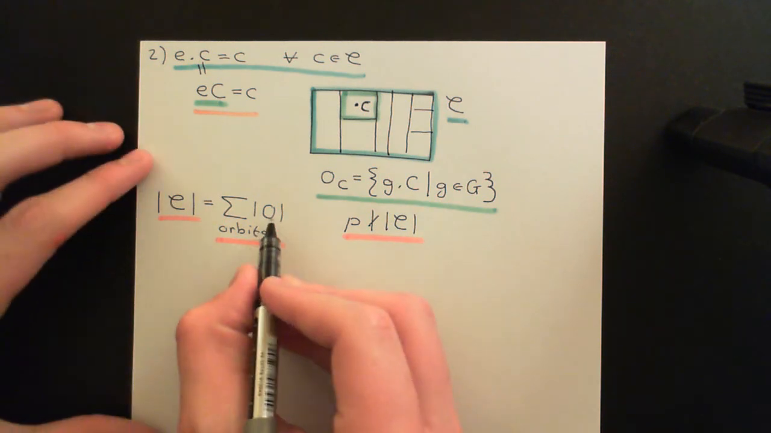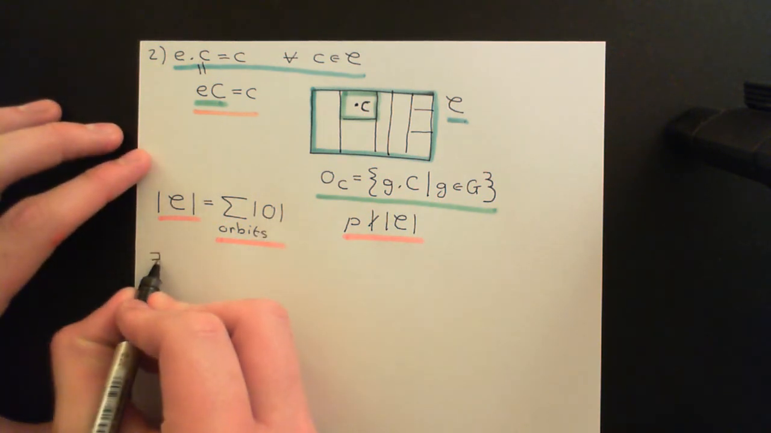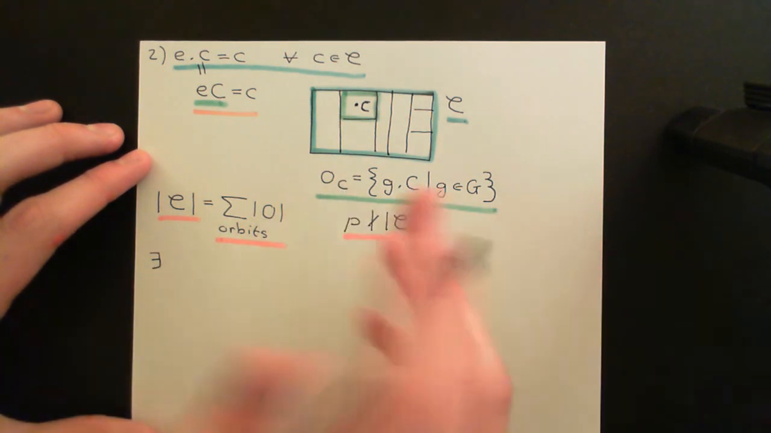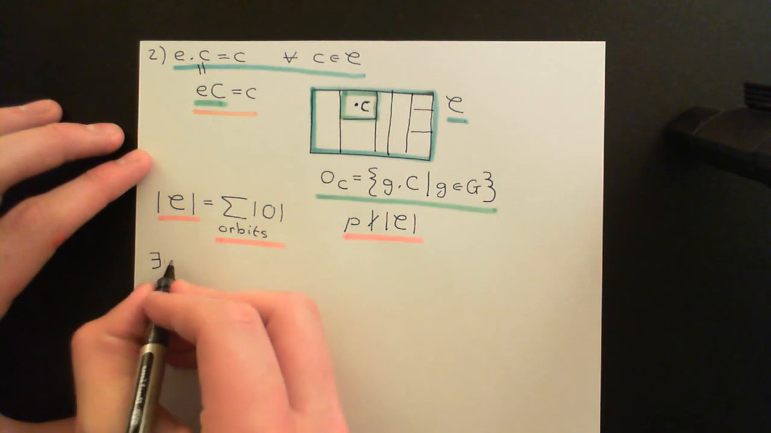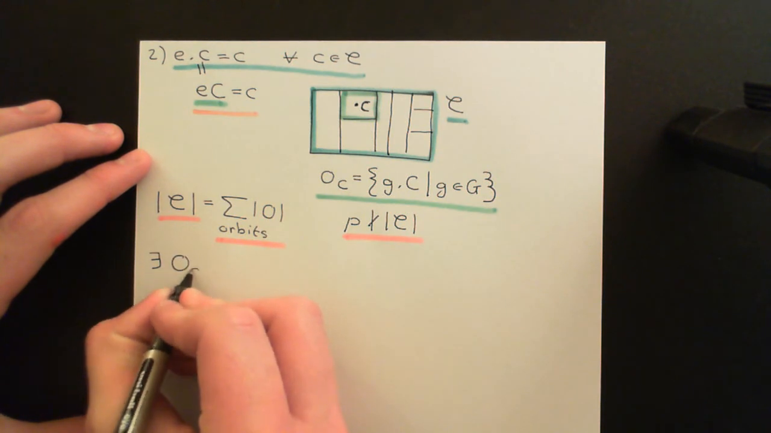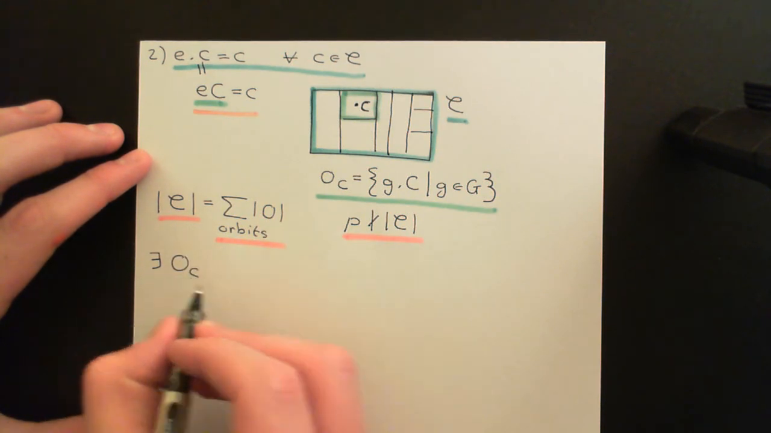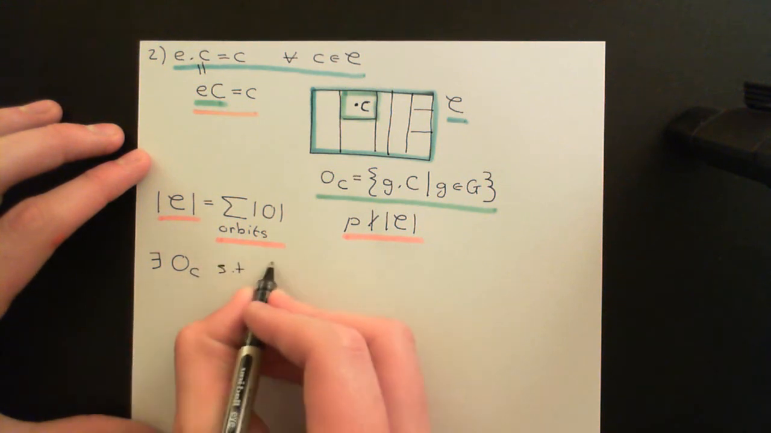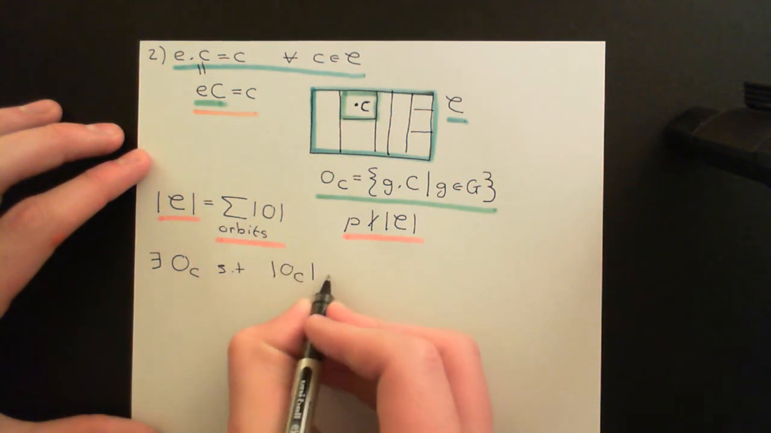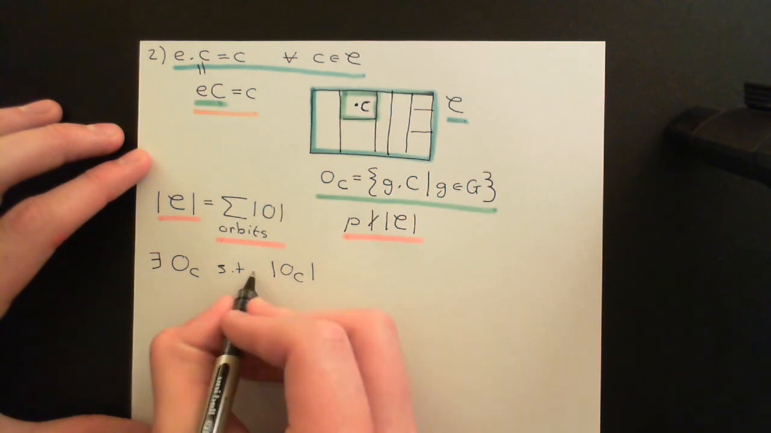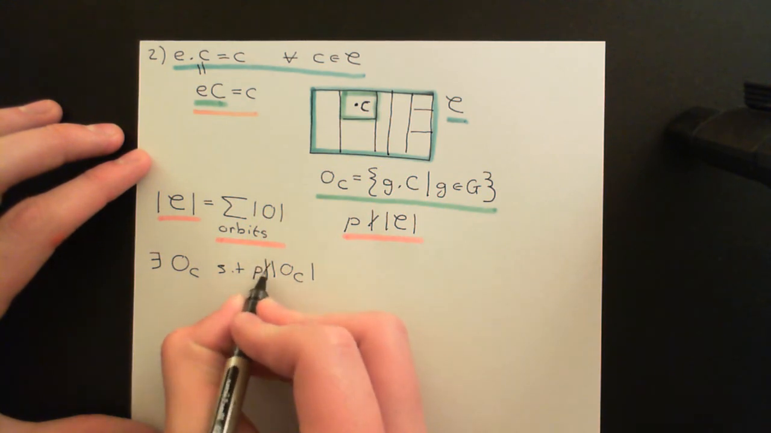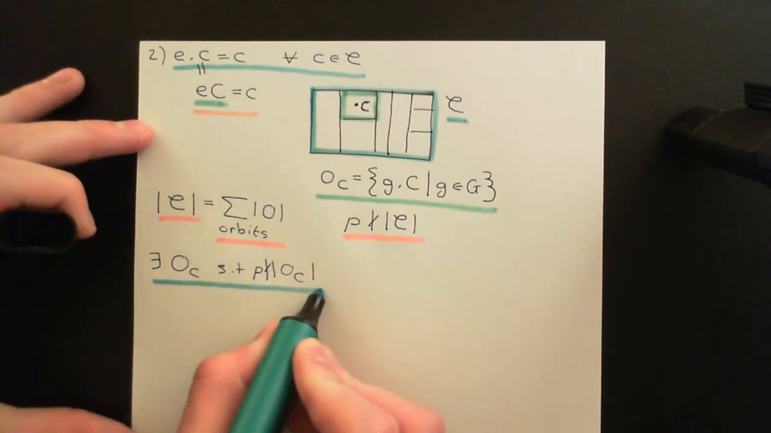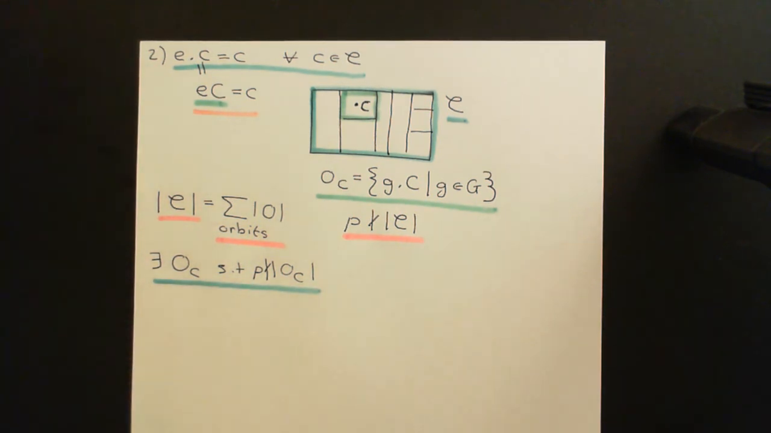Well, that means that there must exist an orbit, and we might as well say that it's the orbit of the subset capital C, because after all, capital C was arbitrary. So there must exist an orbit, the orbit of the subset capital C, such that the order of the orbit of capital C is not a multiple of P. So P does not divide the order of that orbit.